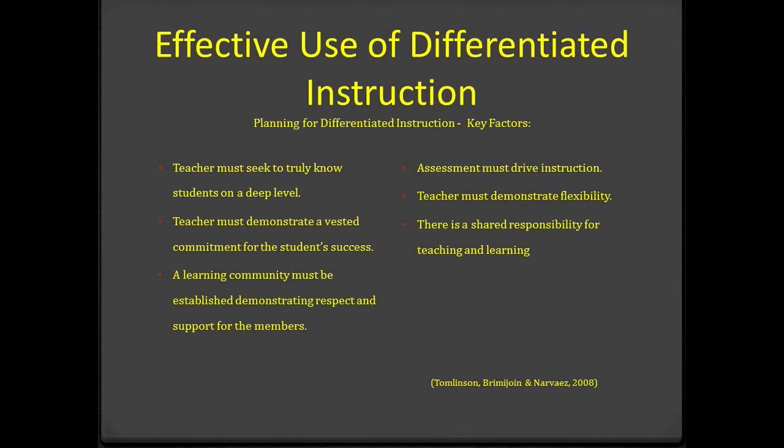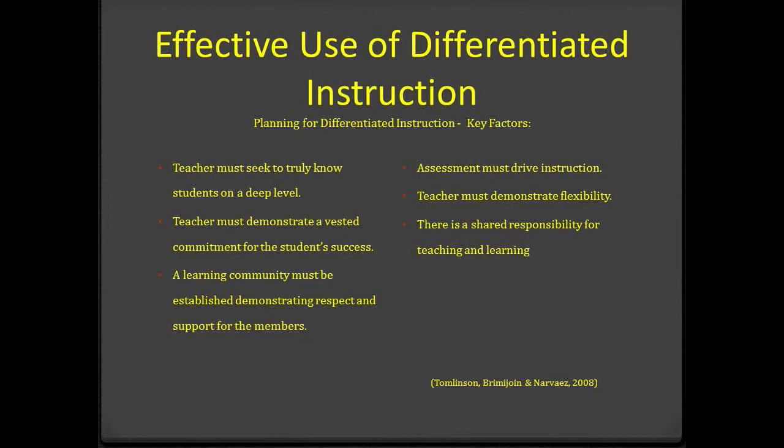Several key factors must be considered when planning for differentiation. The teacher must seek to truly know the students on a deeper level by actively listening to them, by accepting and appreciating their individual cultural backgrounds, and by continuously holding them to a higher standard of learning.